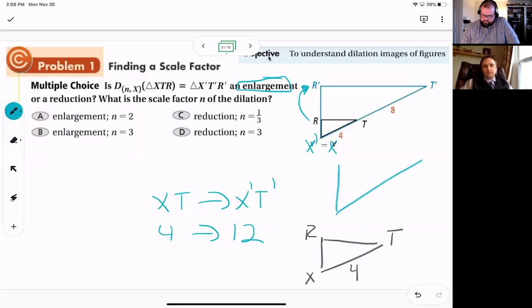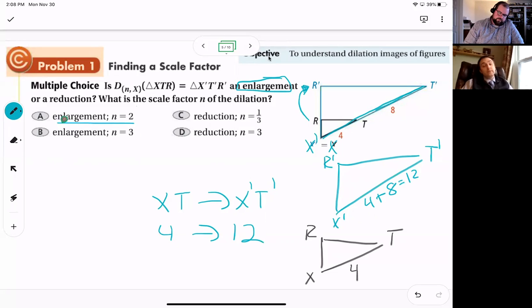So we got R prime, T prime, X prime. And to get from X prime to T prime, that's this whole thing. So that's 4 plus 8, which is 12. And that's times 3. So the answer is actually supposed to be B. Bada bing.